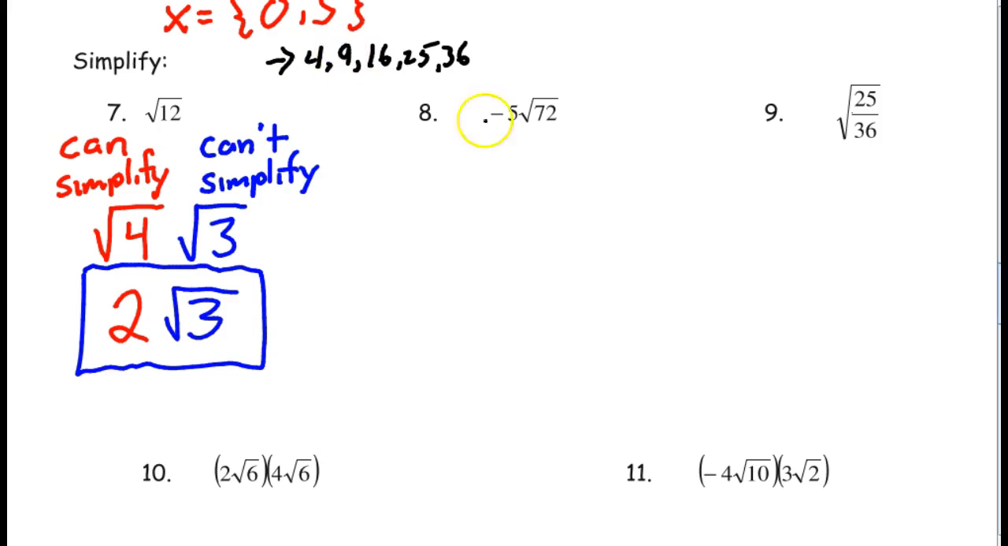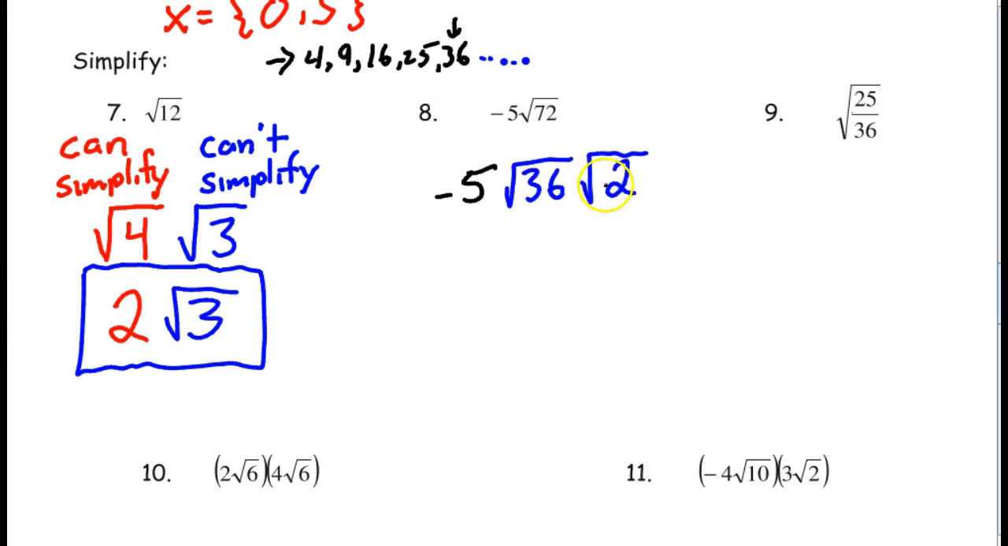So if you have, let's say number 8, 72, you say 9 goes into 72, that's good, but 36 does as well, and since 36 is bigger, we want to use that. So to start off number 8 here, I'd break up 72 into two numbers, one of them being from this list that will keep on going, 49, 64, and so on. And 72 is 36 times 2.